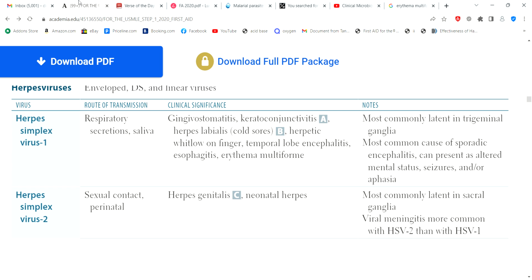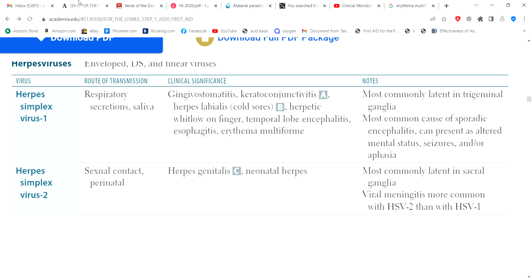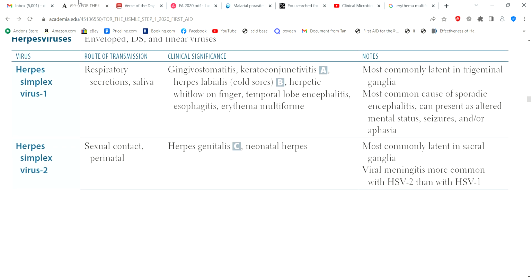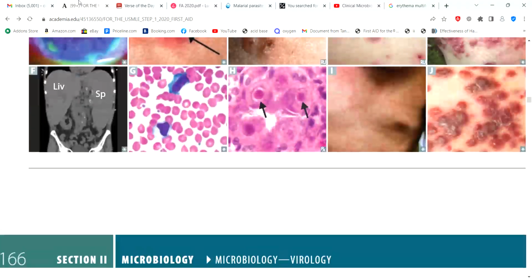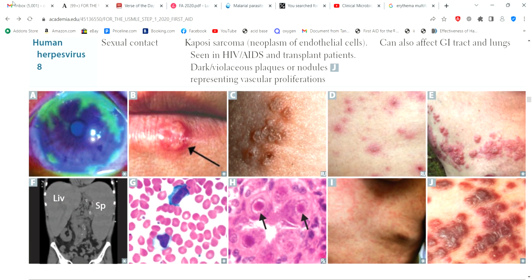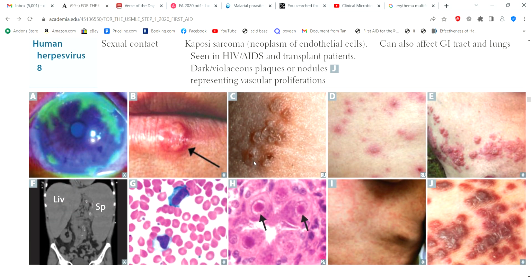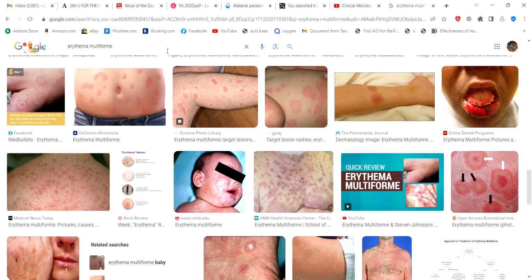Okay. Now next, herpes virus. The other type of herpes virus is HSV2. You get this by sexual contact or through perinatal transmission, which is mom to baby transmission. And then the clinical significance is herpes genitalis, which is C. This is herpes genitalis. Maybe that's not a good picture.